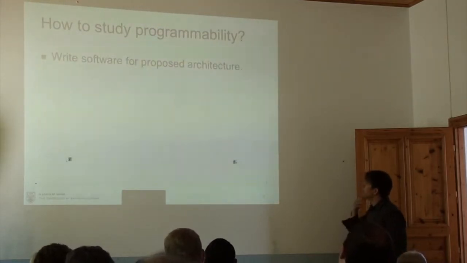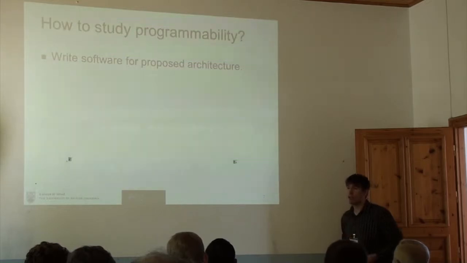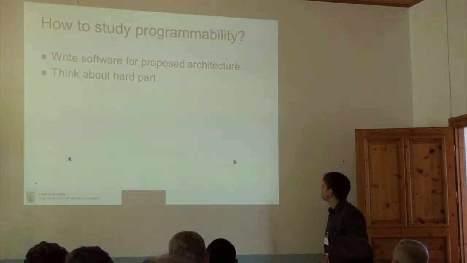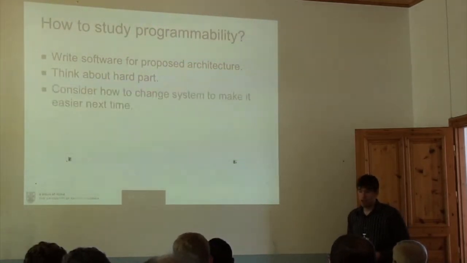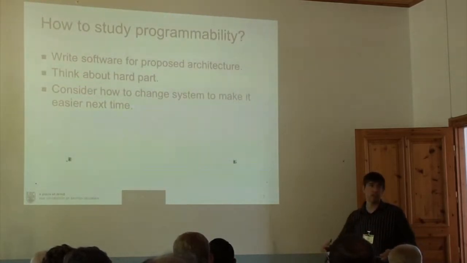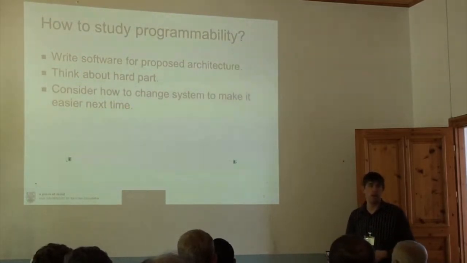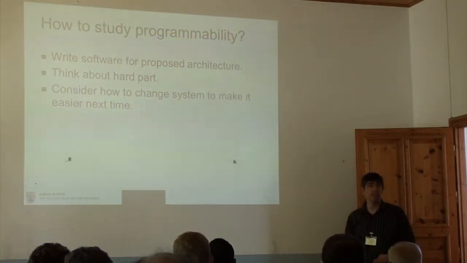I would maintain that the way to do this, if you're an architect, is to write software for your proposed architecture, and then think about what was hard about doing that. Then go back and think about how to change the system. That might be not just the hardware, but also the software on top of that hardware, the system software, so as to make it easier to write the software the next time.